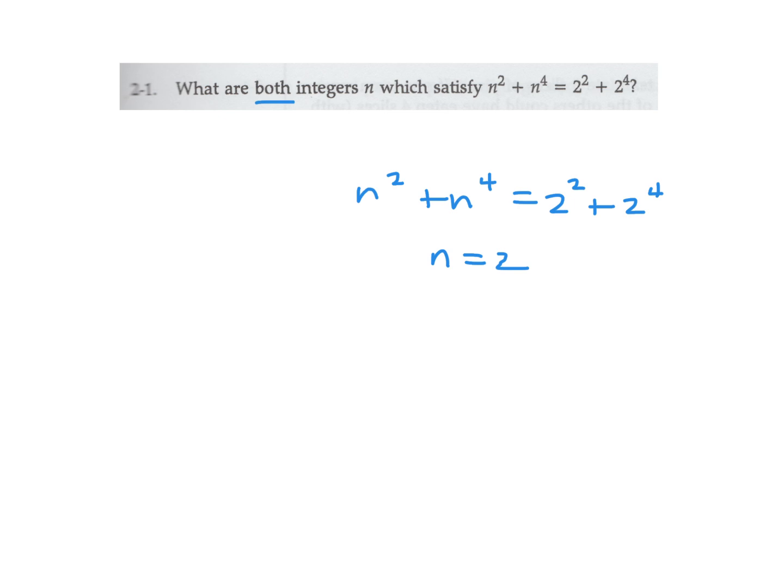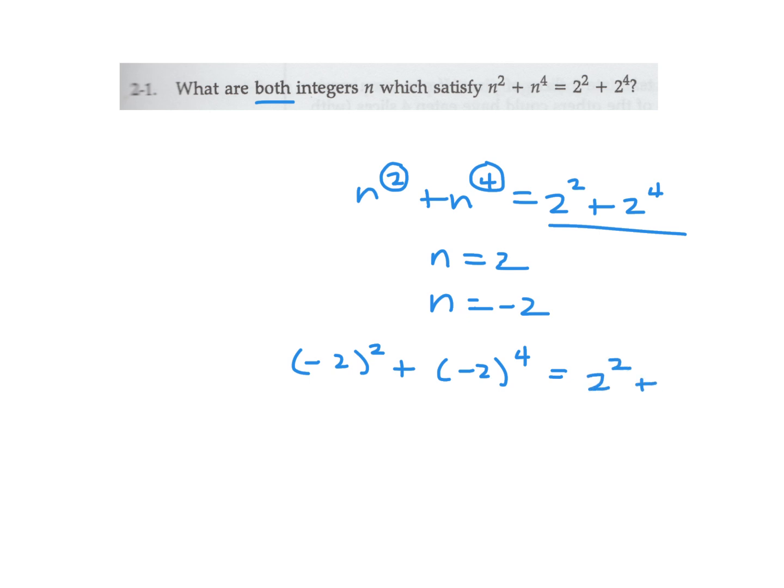So you say, okay, well, what could it be? Well, since these powers are even, if you put in a negative 2, that would also result in that, because it would be negative 2 squared plus negative 2 to the power of 4, and when you square it, it becomes positive, so it would be the same as 2 squared plus 2 to the power of 4. So the two values of n that they're asking for are 2 and negative 2.